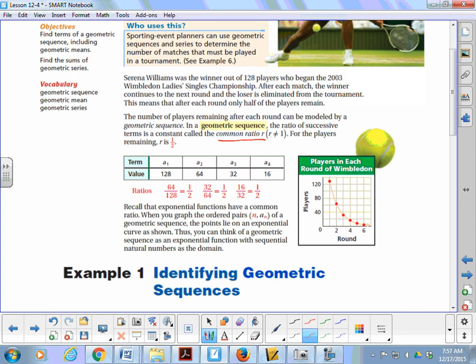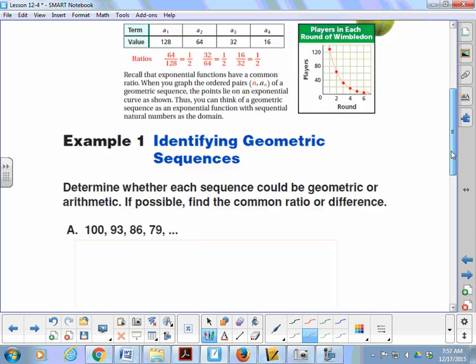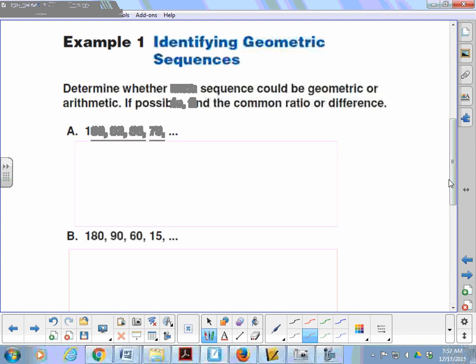Okay. So similar to arithmetic, where we add or subtract to get the next term, with geometric we are going to multiply to get the next term. So we have what's called a common ratio. All right, so we're going to start out just by identifying whether sequences are arithmetic, geometric, or neither. So we're looking for a common ratio, common difference, and if we don't have either of them, then we stop.